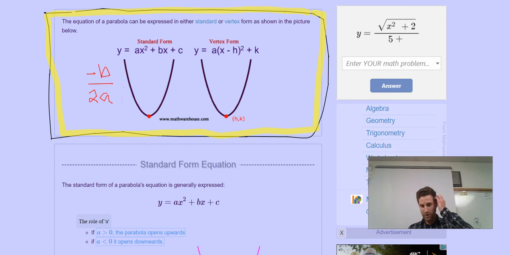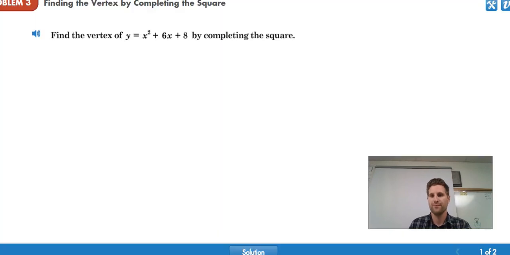Okay, so we're going to go ahead and do two examples and show you how to, one, get into the vertex form, and two, how to graph it from the vertex form. So let's take a look at that.